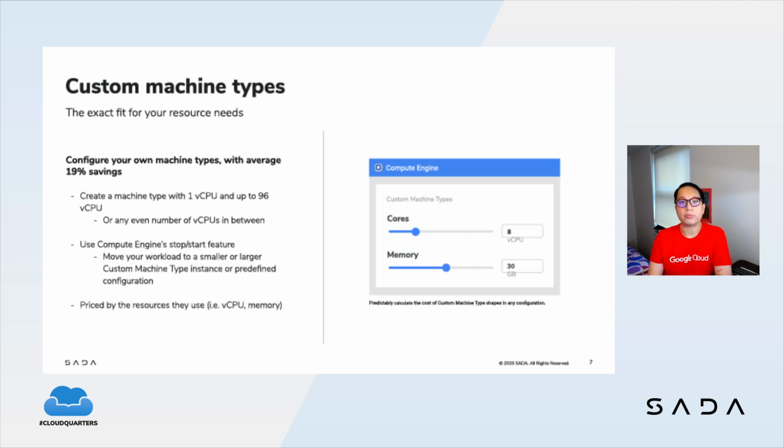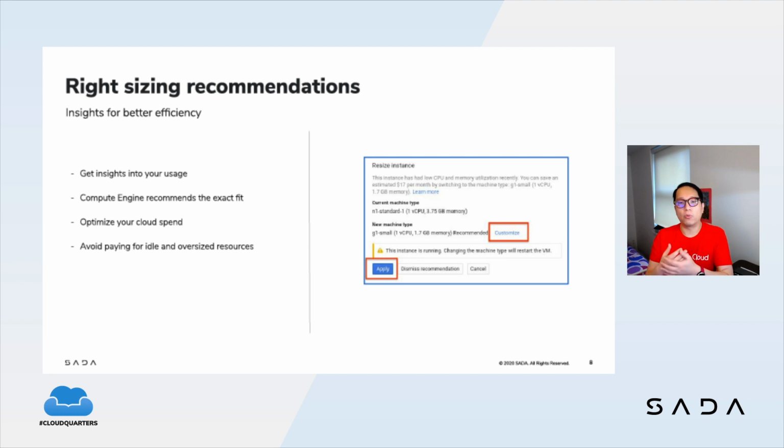Next, when you run your workload on top of GCE, during the course, we monitor the utilization of your workload. We get insight about your usage. We will use our machine learning platform to optimize your cloud spending. So as on the screen here, we will recommend that you can actually downsize your machine to a much smaller one, so you can save more costs. So it helps you to avoid paying for idle or oversized resources. You just click apply, and then we will convert your machine to a smaller model.